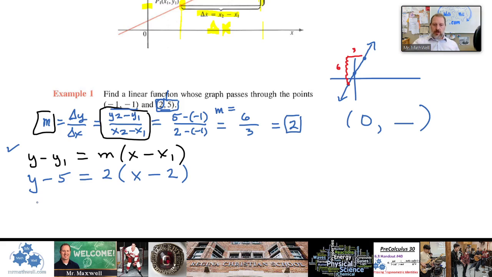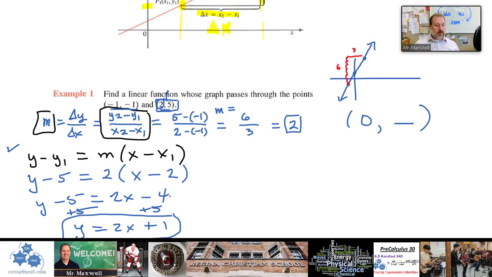So that won't take us too long. So y minus 5, let's do this 2x minus 4. Let's add 5 to both sides, and we get y equals 2x plus 1. Okay? Y equals 2x plus 1 should be the equation of our line.